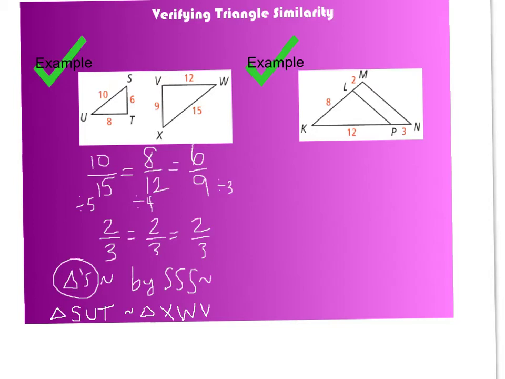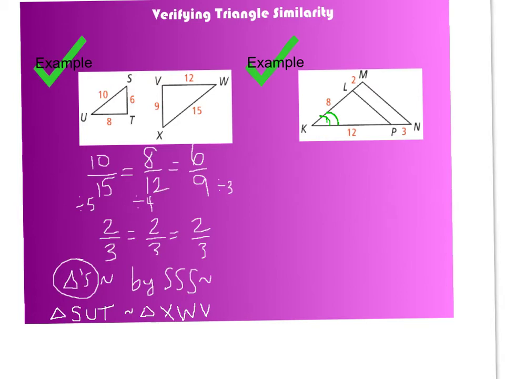But this time I see that I've only been given these 4 side lengths, which isn't enough to make 3 ratios. But I do notice that because these triangles overlap, I have this angle right here, which is a common angle, and it just so happens to be my included angle. If I take where my 2 sides meet, it's this angle right here. So I think I'm going to be using side angle side.